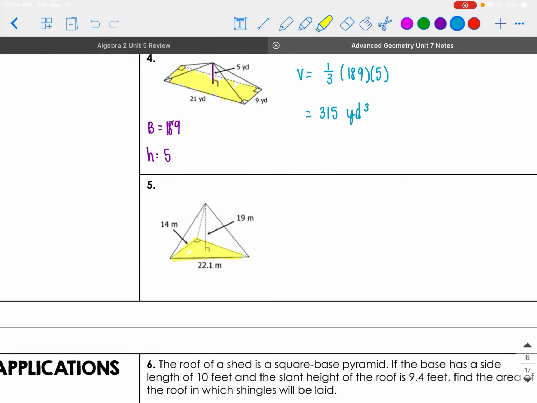Okay. Number 5, the area of the base. All right. We have a triangle. It's a right triangle. And in order to find the area, we need the base of this triangle and the height. So we're going to have to do Pythagorean theorem to find that missing side. 14 squared plus b squared equals 22.1 squared.